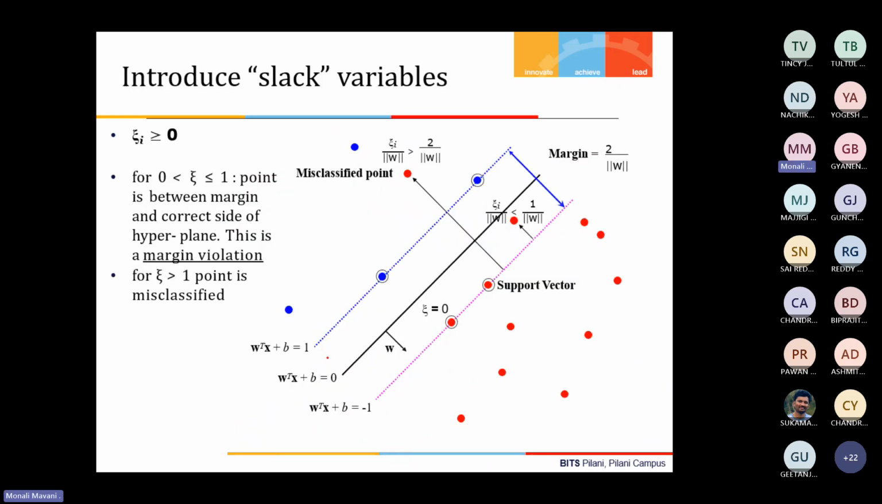So here you can see. Madam, is there a slack variable for every data point or only for misclassified points? No, there will be a slack variable with every data point.